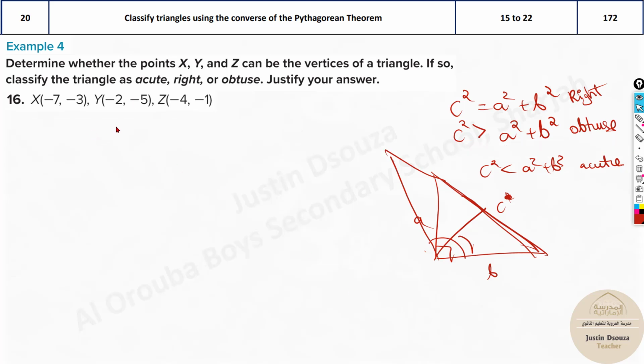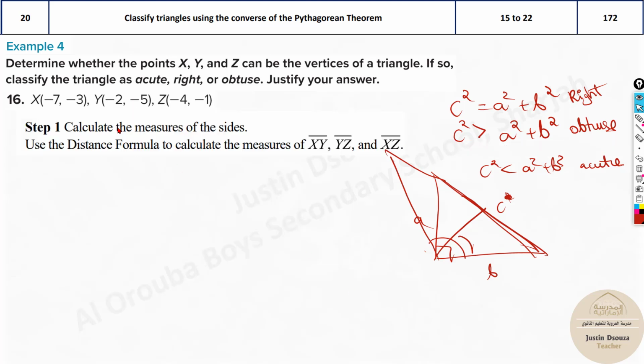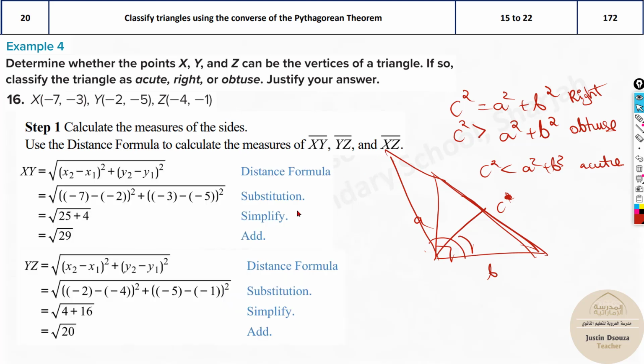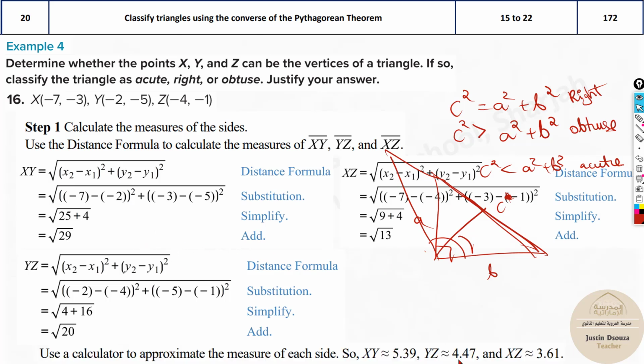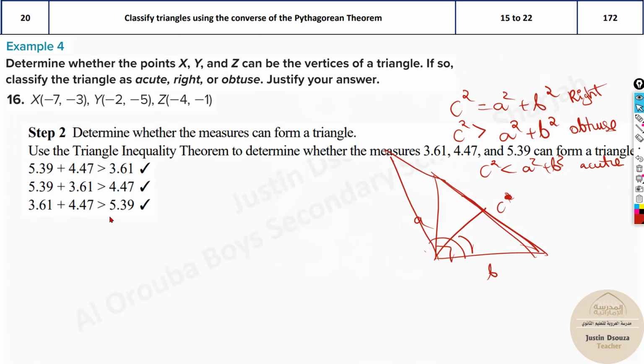Now over here, it's the same concept. Please make sure you solve it. First, you need to find the distance between all three points. You get the distance. Then you need to check whether it's possible. Get it in decimal form and check whether it's possible to draw a triangle. Now here, when you sum any two sides, it is always greater than the other side. So yes, it's possible to form a triangle.